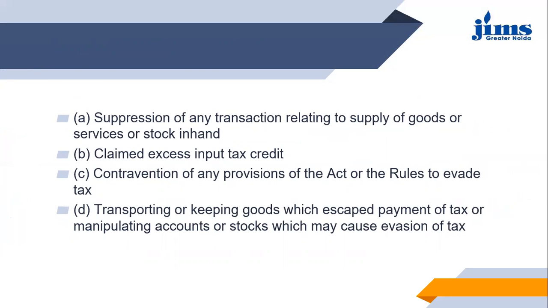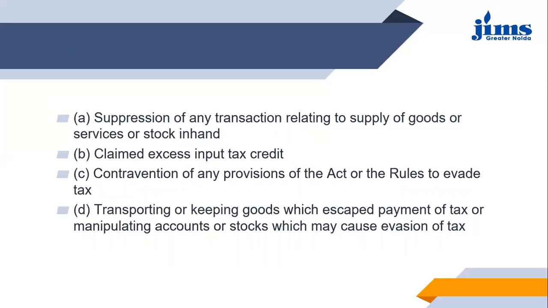One is suppression of any transaction relating to supply of goods or services or stock in hand. If there is sufficient proof of suppression of any transaction, like the supply has been done but it has been concealed by the taxpayer, or any discrepancies found in the stock in hand, then claimed excess input tax credit, any proof available with the authorities that input tax credit has been excessively claimed and the taxpayer is not the rightful claimant of that, in that case, you can go for the inspection.